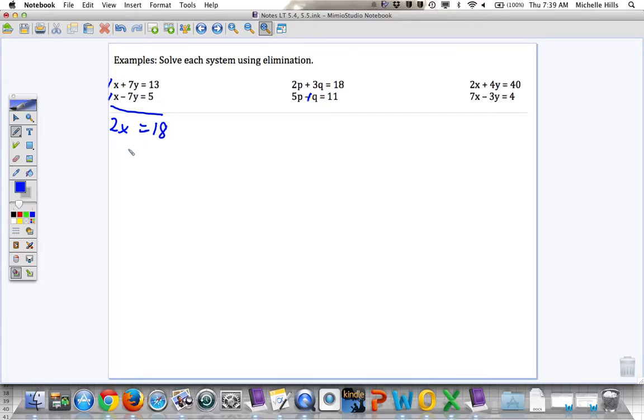Then when I divide both sides by 2, I get x equals 9. Remind yourself that you are not done. Your final answer needs to be the ordered pair, such that if I graph these two lines, I'm saying this is the point of intersection.